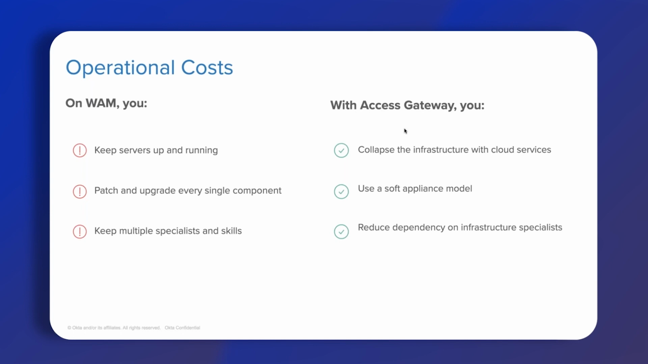And of course, that requires multiple specialists with different types of skills that always need to be there and be involved in these projects. Now, with Okta Access Gateway, we really seek to flip this on its head by collapsing the infrastructure that you need to run with cloud services. We try and use a soft appliance model where you can deploy the application that we use to run Okta Access Gateway to a number of servers without having to create a hardened appliance that you have to then run independently.